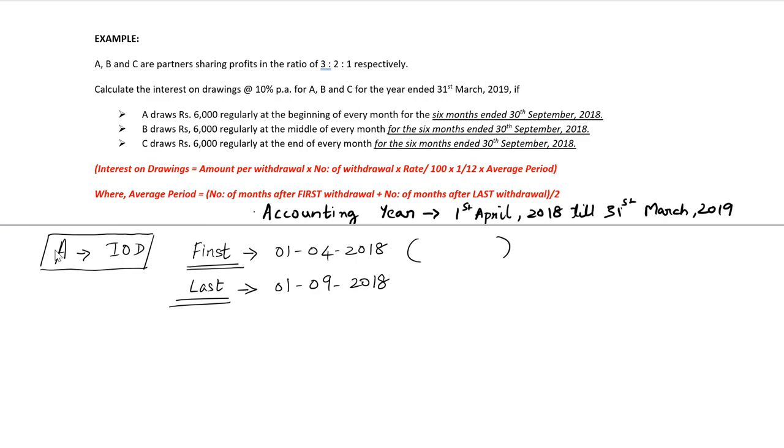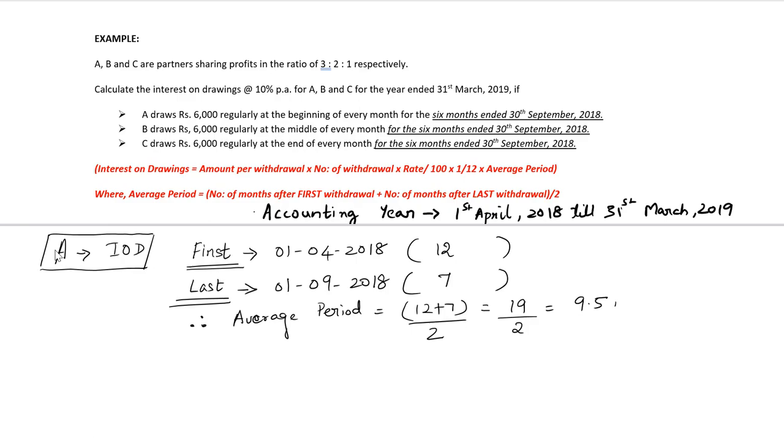The number of months from 1st April 2018 to 31st March 2019 is 12 months, and the number of months from 1st September 2018 to 31st March 2019 is 7 months. Therefore, average period is equal to 12 plus 7 by 2, which is equal to 19 by 2 or 9.5 months.